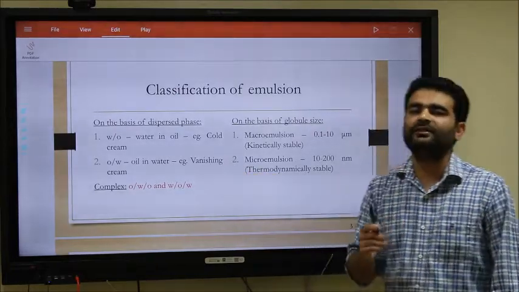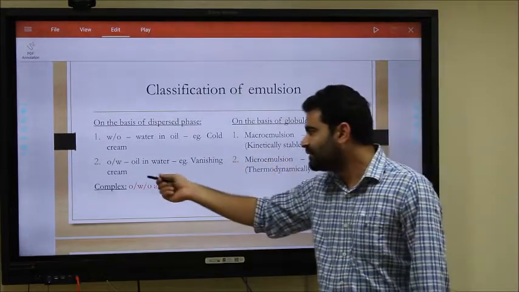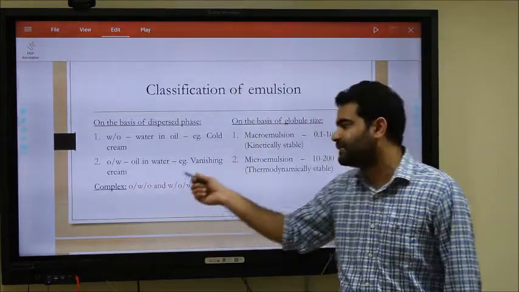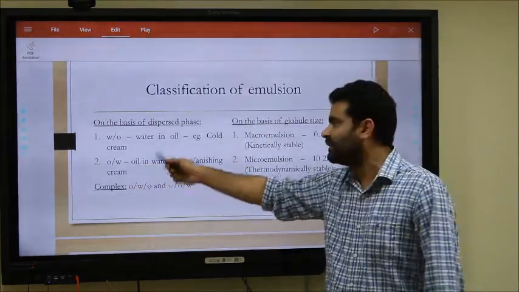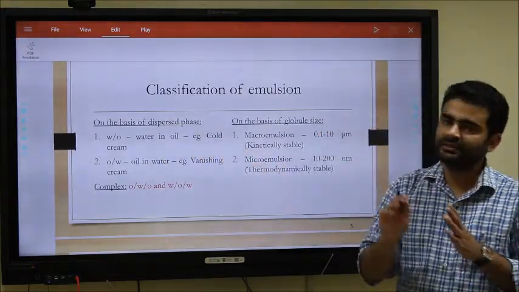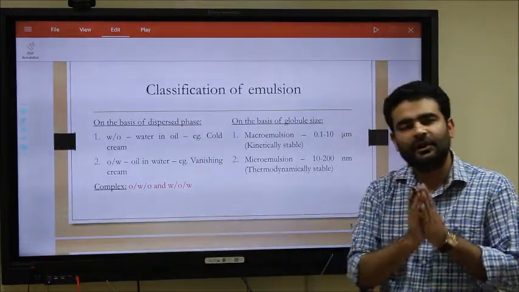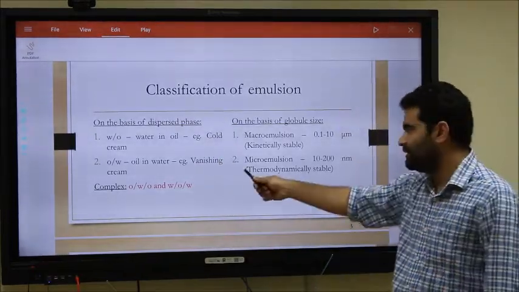For example, Fair and Lovely cream. These are the vanishing creams. So these types of emulsions are oil in water type. As you can say, they are distinguished by their name. First one is water in oil. So the dispersion phase is oil, that oil is present in large amount, it is cold cream. When the oil is present in less amount, it is vanishing cream.